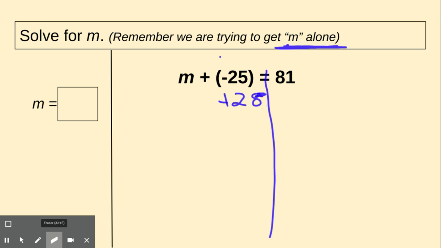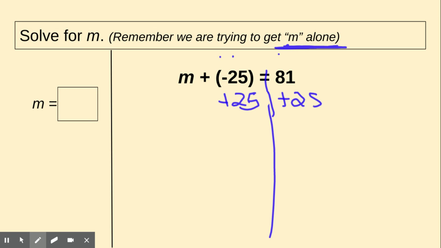That looks like an 8. Oofda. I can't draw my 5s today. So the opposite of negative 25 would be plus 25. And what we do to this side, we have to do to the right side. So we're going to add 25 to that side too. Now we have m alone, because negative 25 plus 25 is 0, or they just cancel each other out.